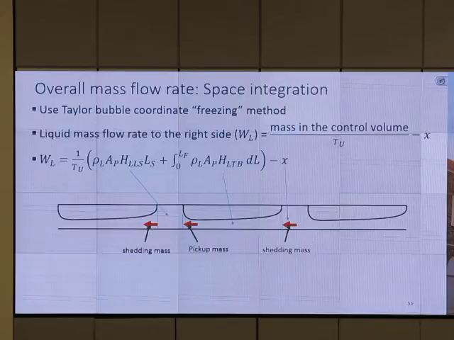Okay, so this way is to calculate W, mass flow rate. Mass flow rate can be calculated based on X and film profile. Okay, see the equation.